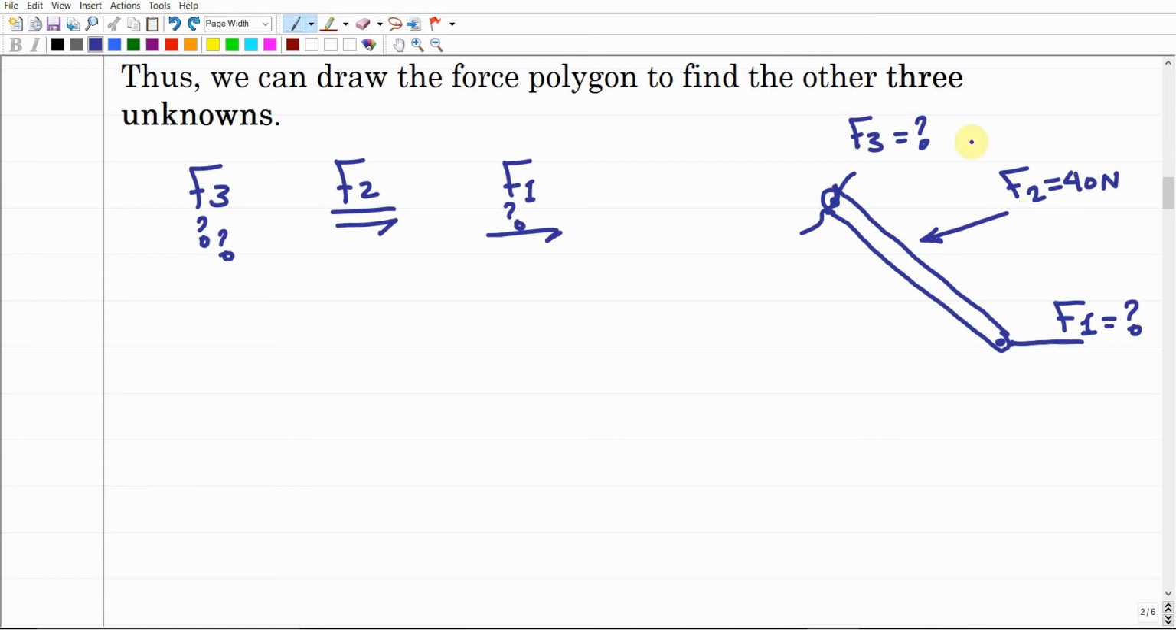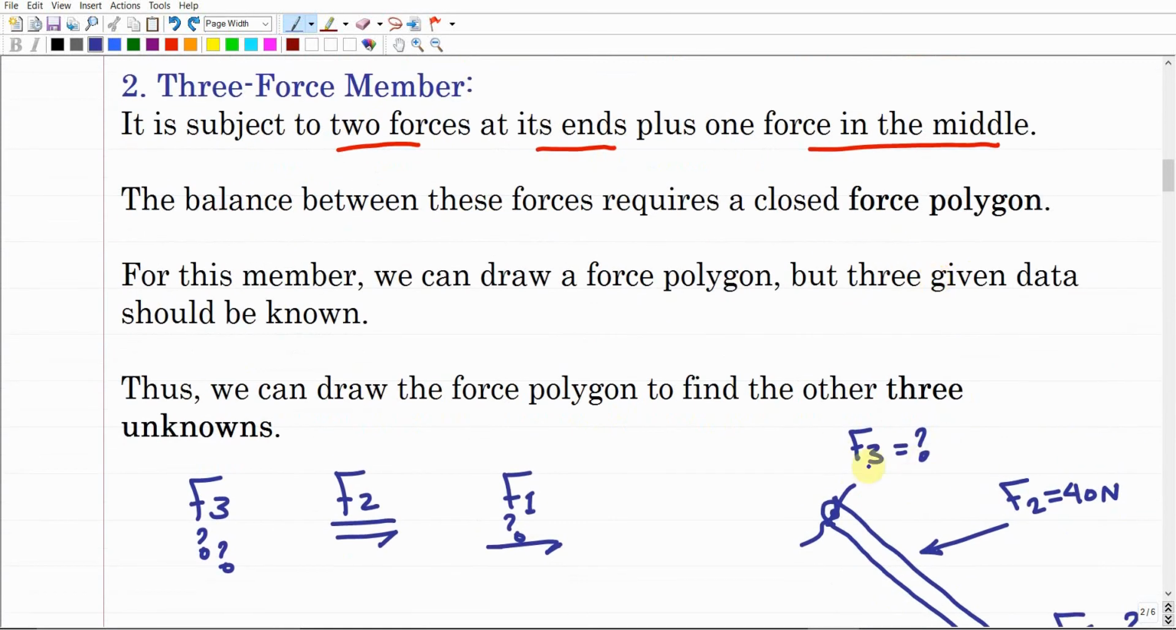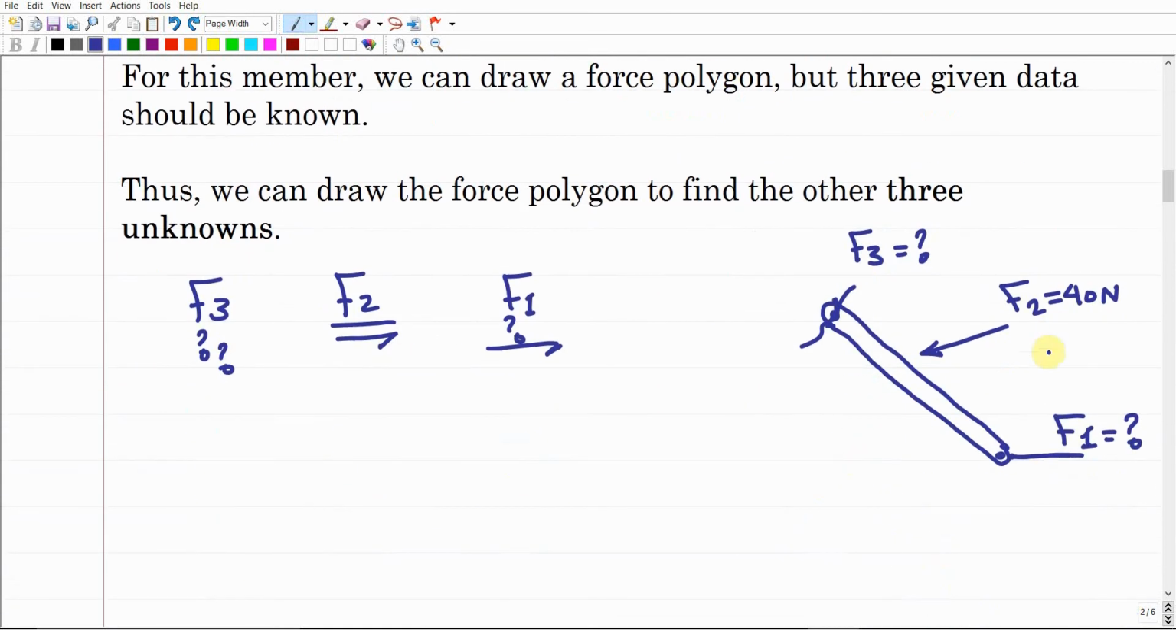So the question is how we can find these unknowns. This is a 3 force membrane. Why? Because there is a force at one end, there is another force at the other end, and there is another force in the middle. In the general case, we may have this force outside the boundary or the limits. It means that we may have a force here that is acting, but it is an indirect force acting on the membrane.